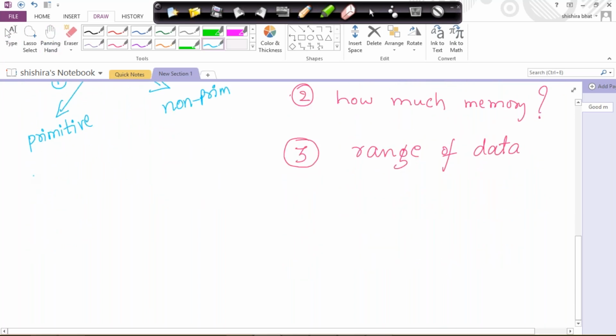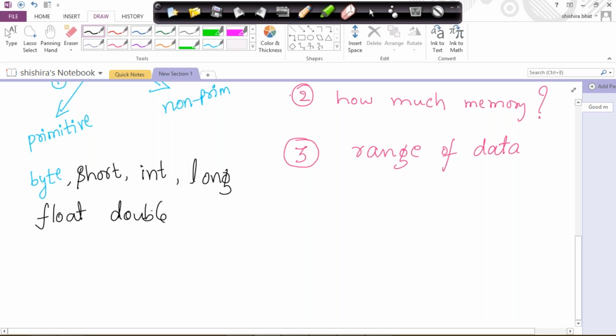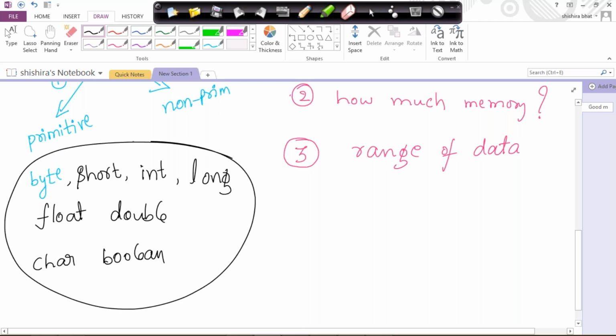We have some of the primitive data types like byte, short, integer, long. Similarly, not only that, we have something called float and then double. Next, there are two data types. One is called char, the other one is called boolean. So these are all the primitive data types available in Java. What are the non-primitive data types then?